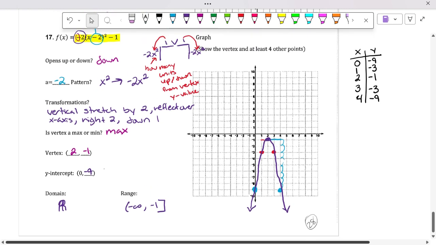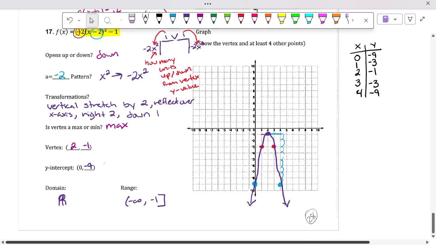All right, any questions on this? Does anyone want to see me do the pattern method one more time? Just so y'all can see what it is.